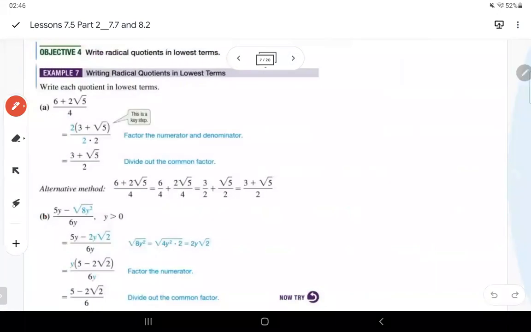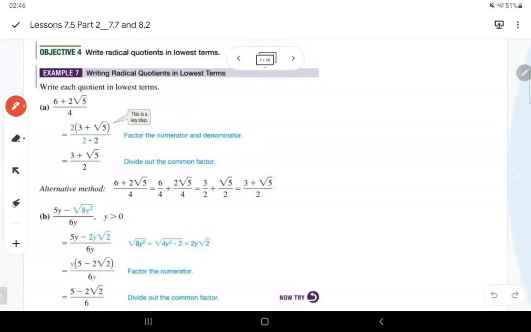Getting pretty close to the end of section 7.5. Then we'll move on to 7.7 and the one objective from 8.2, and then I'll move on to your review. All right, so we are going to write radical quotients in lowest terms. So remember, if there's a radical on the bottom, we will have to go back to rationalizing the denominator.